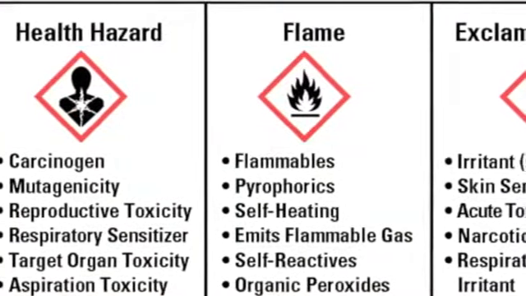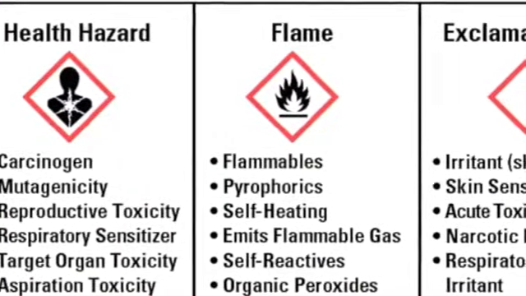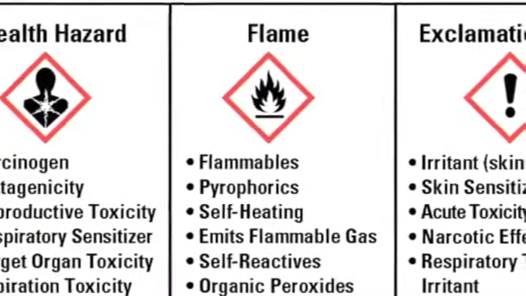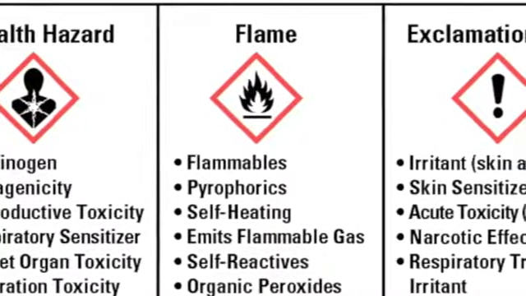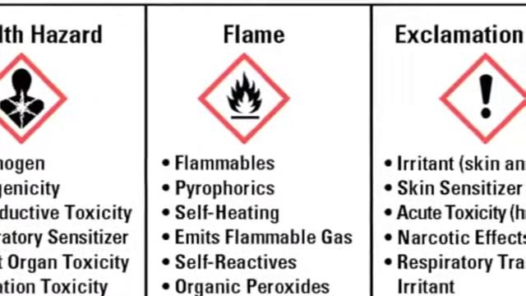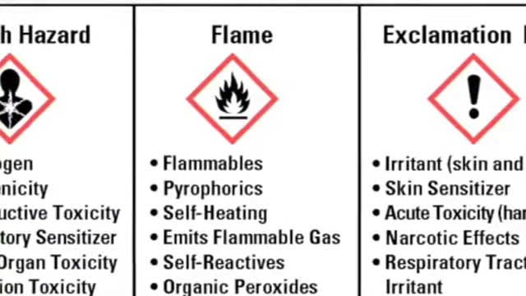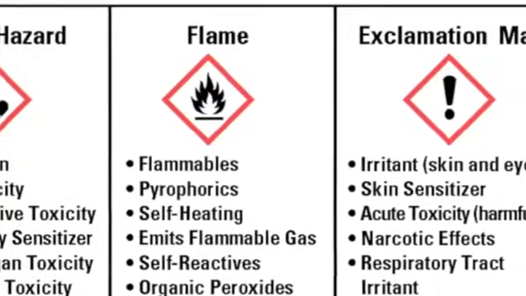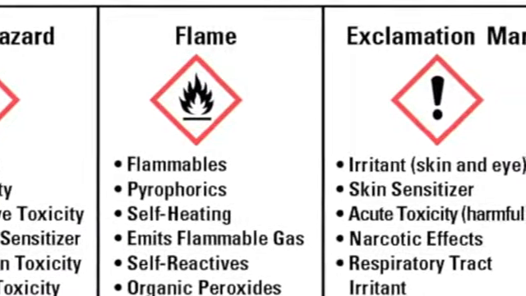The health hazard pictogram is for chemicals which may cause long-term serious health issues or chronic diseases. The flame is probably obvious to you in that the chemical is highly flammable, therefore no smoking is allowed around this chemical. The exclamation mark is for chemicals which may cause an immediate health issue such as irritation to the eyes, skin, or throat.